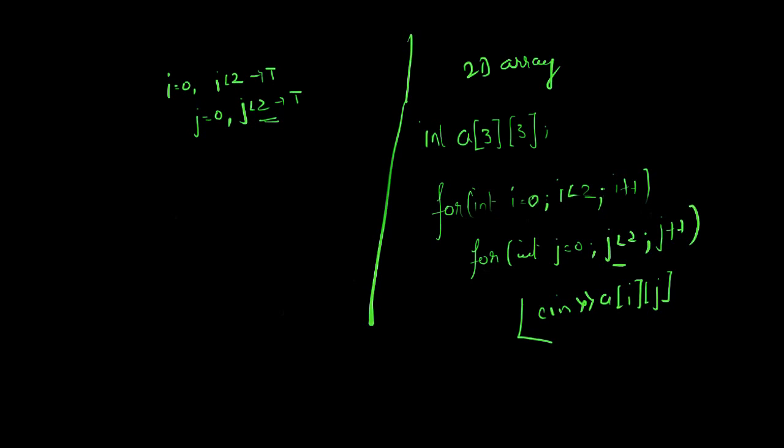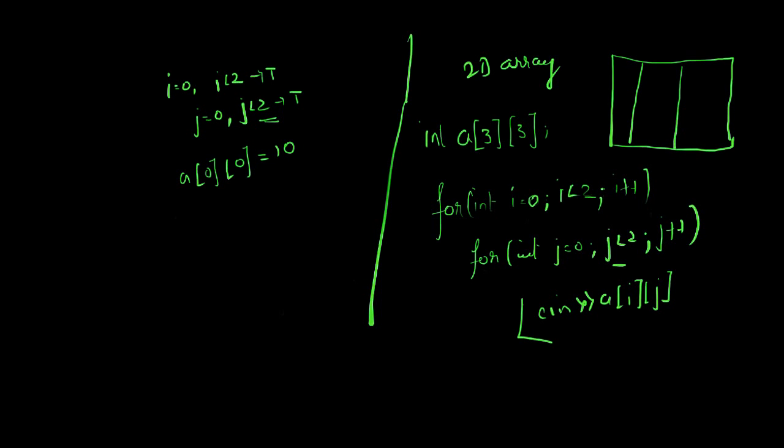Now the value of a of 0 and 0 has been taken. Suppose I give the value of this as 10. Here I would like to represent this two-dimensional array, so that whenever we enter a value, we can put that value inside this array and check how it all gets in.